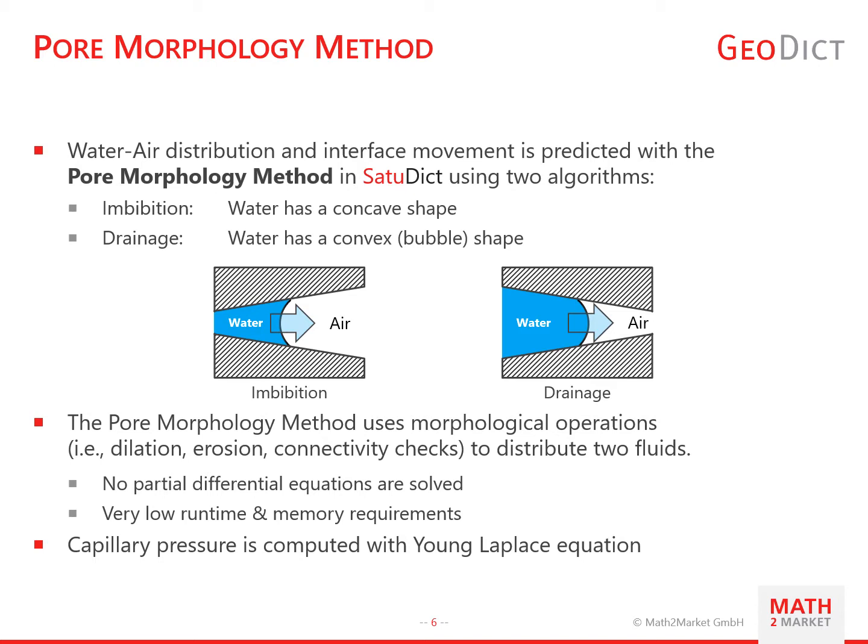The pore morphology method achieves this placement of 2 fluids by using morphological operations, for example, dilation, erosion and different connectivity checks. Therefore, it is not required to solve a complicated partial differential equation, and this results in short runtimes and low memory requirements. Then, the capillary pressure is computed using the Young-Laplace equation. We will have a closer look at the basic algorithm within the next slides.